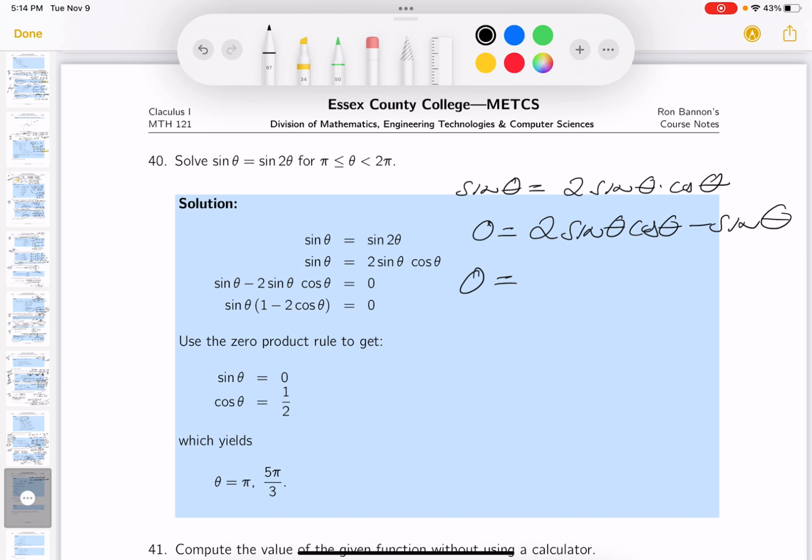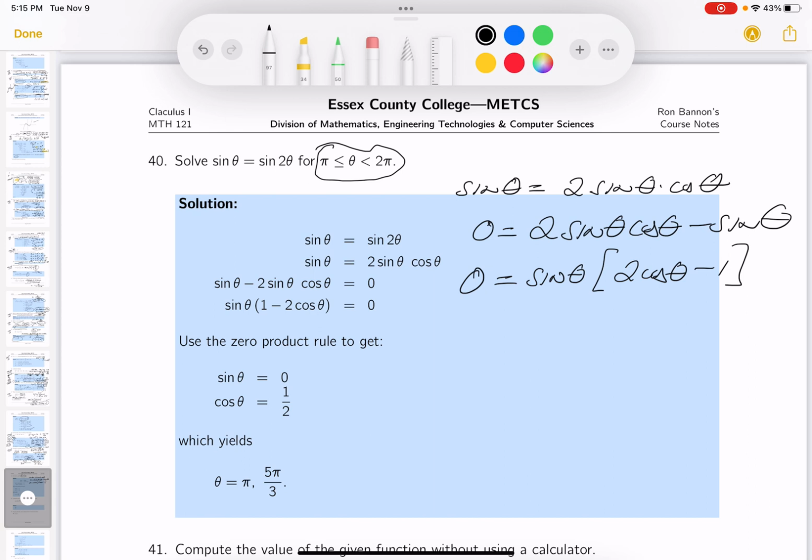What do you get over here? This would be sine theta. And what do you get over here? 2 cosine theta minus 1. By the way, it's a relatively simple question, but they threw something into this thing which says I just have to give the answers between pi and 2 pi. Well, that's not so bad.